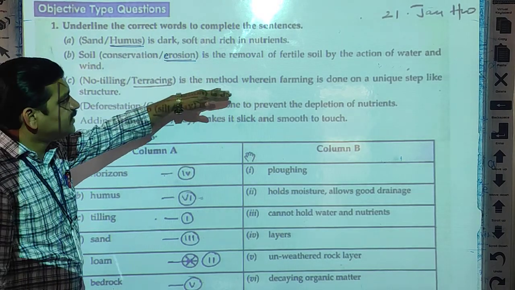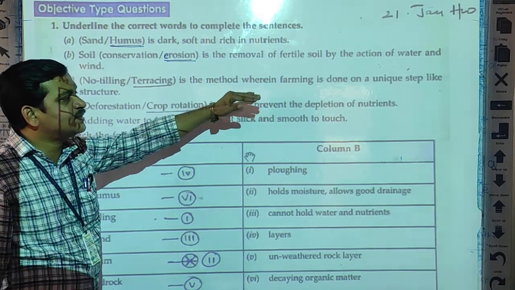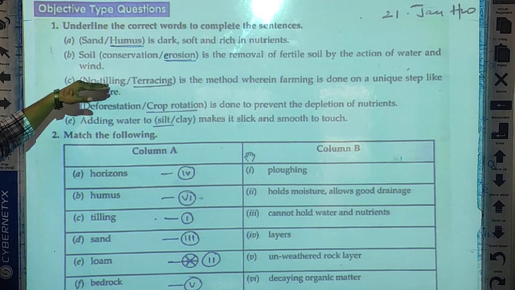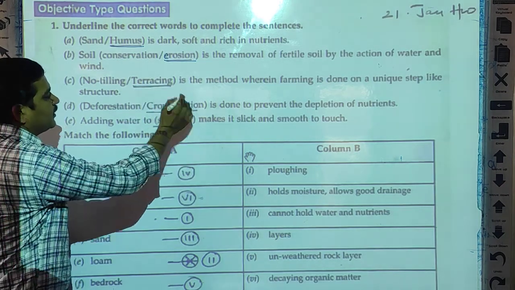Next, dash is the method wherein farming is done on a unique step-like structure. Tilling or terracing? The answer is terracing.